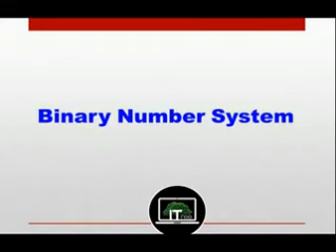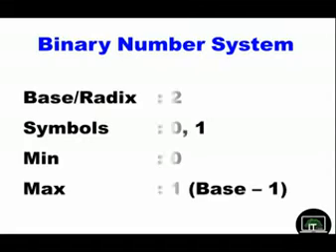So we humans use the decimal number system. Then we should know how to deal with the computer, how to convert our numbers from decimal to binary and back. Whatever is produced by the computer in binary can be translated to the decimal number system. So the binary number system will have only two symbols, the base is 2, symbols are 0 and 1, minimum is 0, maximum is 1.